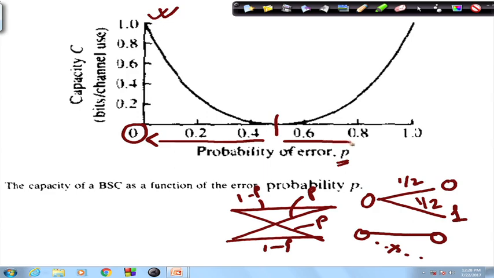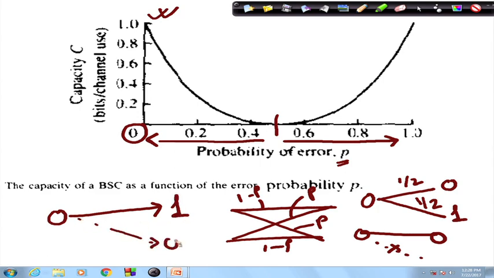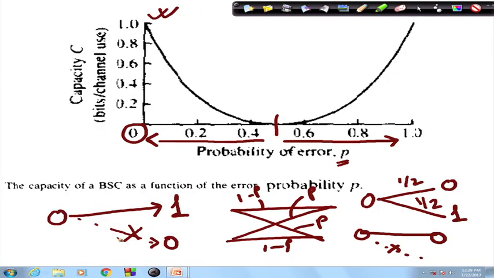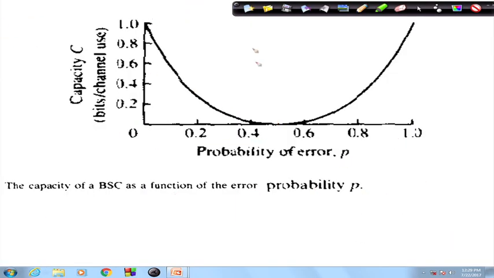Counterintuitively, if the probability of error increases towards 1, that means, whenever I send a 0, it becomes 1 for sure and it never becomes 0. So, that means the bit is flipped, we are assured that the bit is flipped. So, 1 received means a 0 was sent and a 0 received means a 1 was sent, then again you achieve the maximum value of channel capacity. So, that is what is displayed by this particular figure that we have over here.